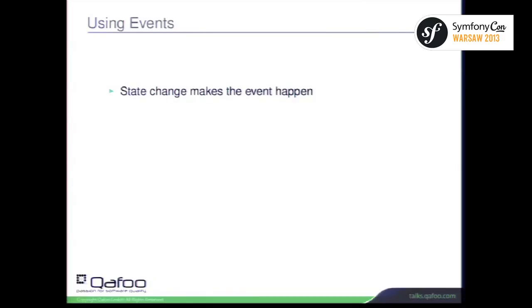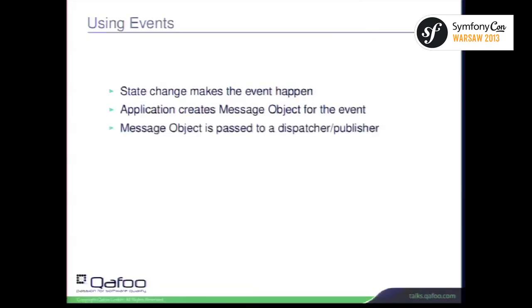How does this normally work if we're using this in applications? So we have some kind of state that is changing. For example, we have a new contact request in our system. So obviously, a contact request was created. And for this event that happened, we can create a message object that represents this event. And this message object can be passed into some event dispatcher, an event publishing mechanism.